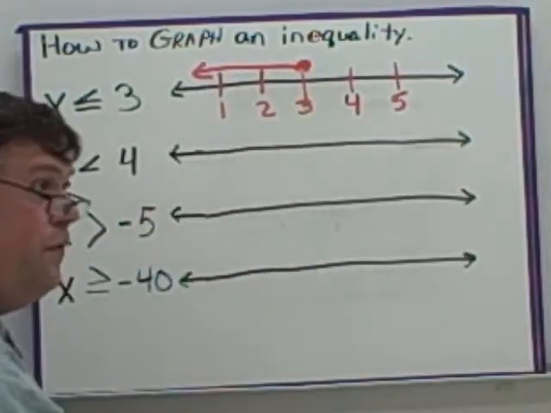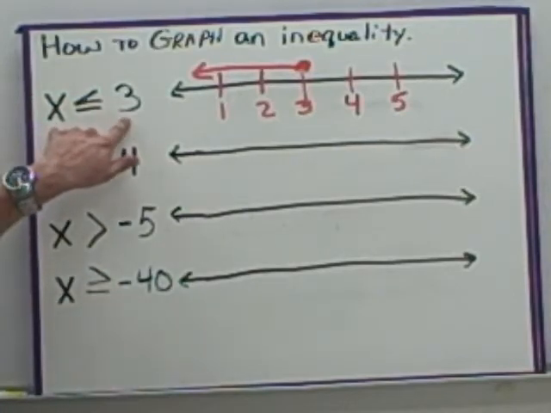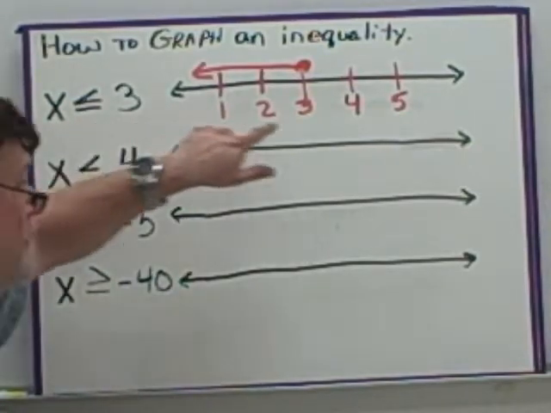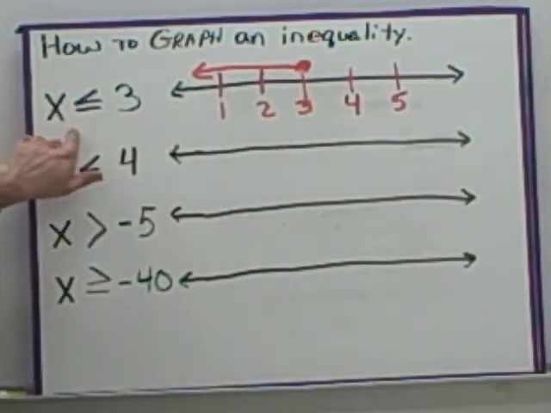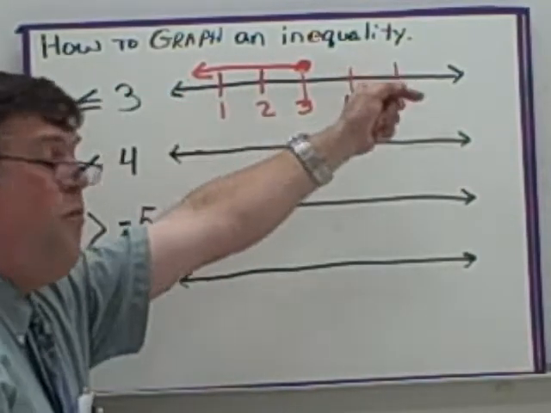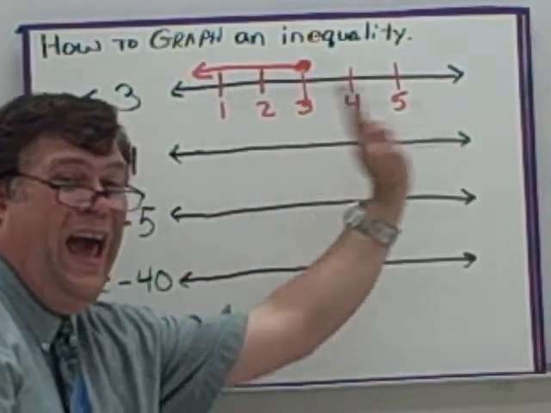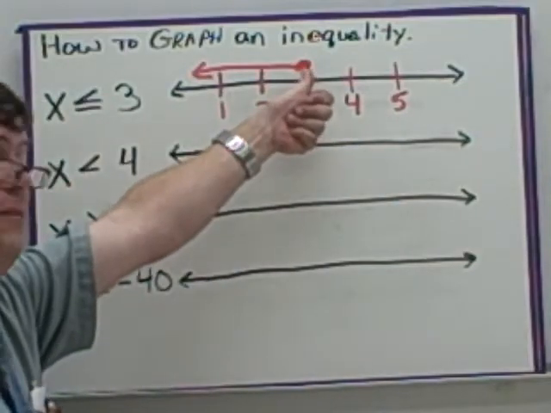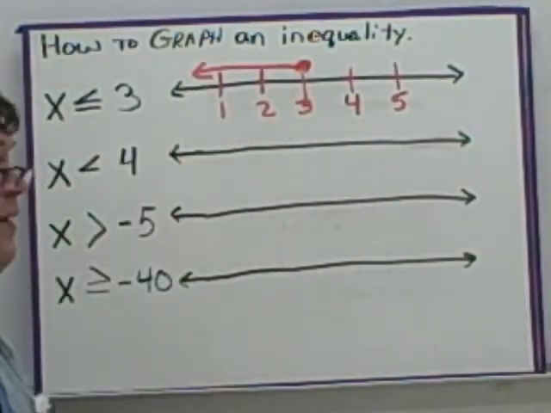Do we want to include the 4? Is 4 less than or equal to 3? No. So that point does not make this inequality true. I don't want to go in that direction. I don't want to include anything in that direction, so I'm going to leave it at that point with the arrow going in that direction.